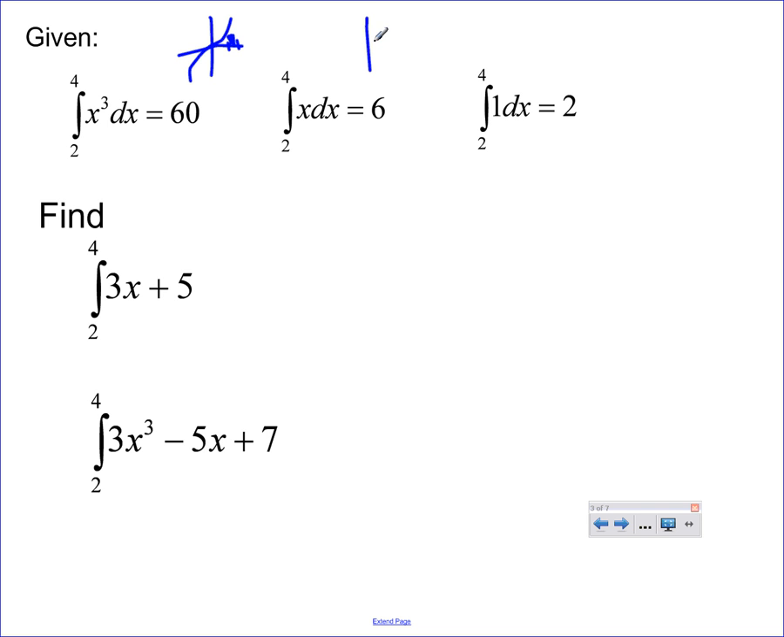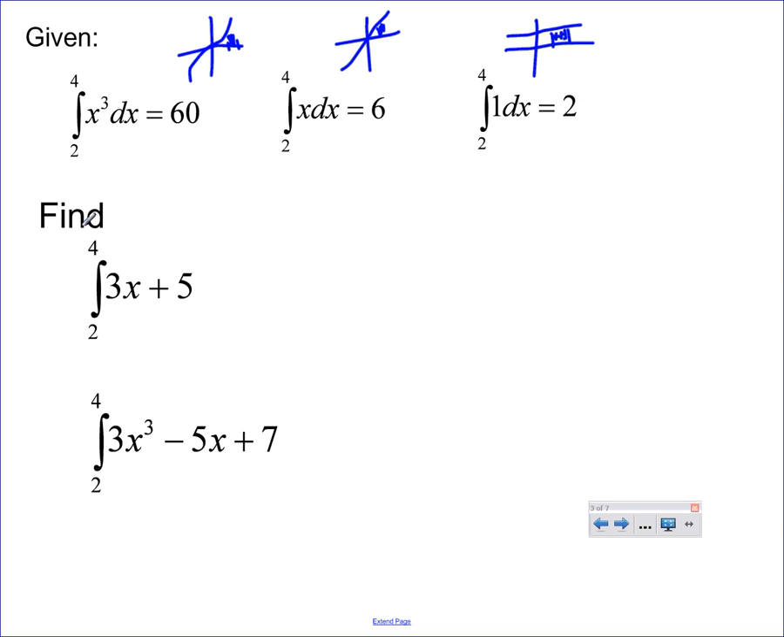The area under the curve of y equals x from 2 to 4, so it's a little triangular sort of region. Well, not really, it's a trapezoid, isn't it? That trapezoidal region is 6. And the area under y equals 1, and 1 is this. So that's the axis. There's 1 from 2 to 4. That's the rectangle. So that area is 2.